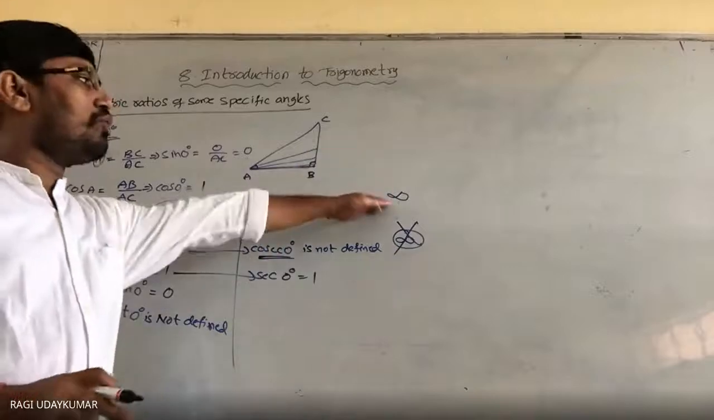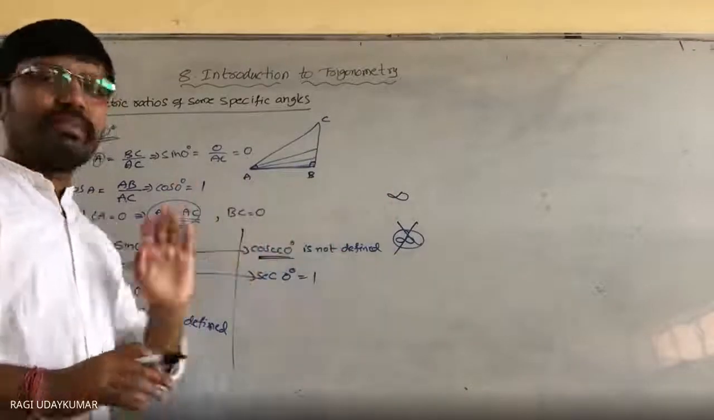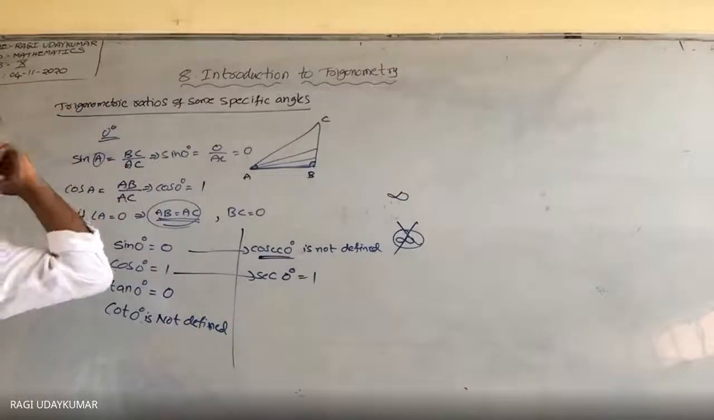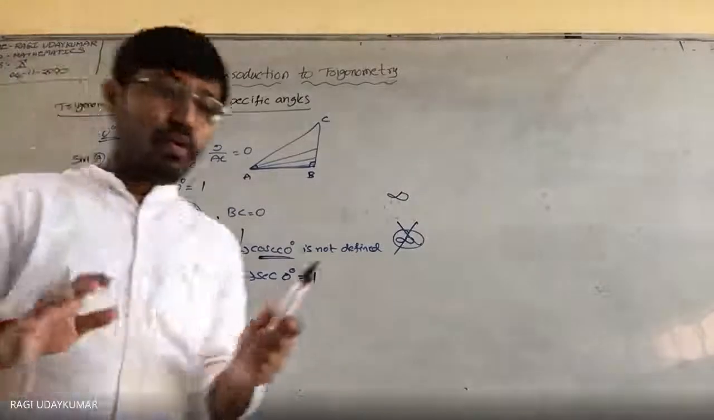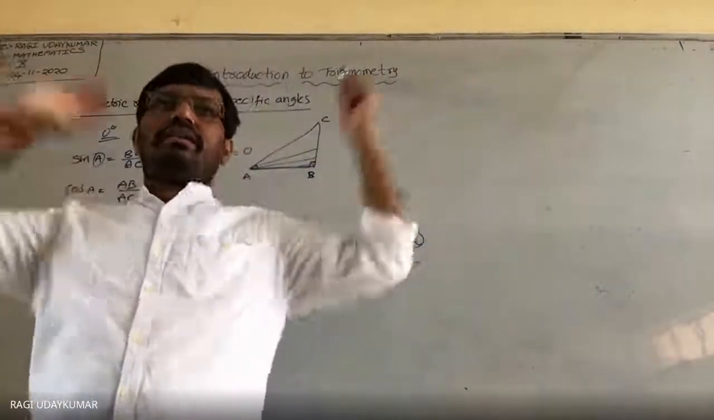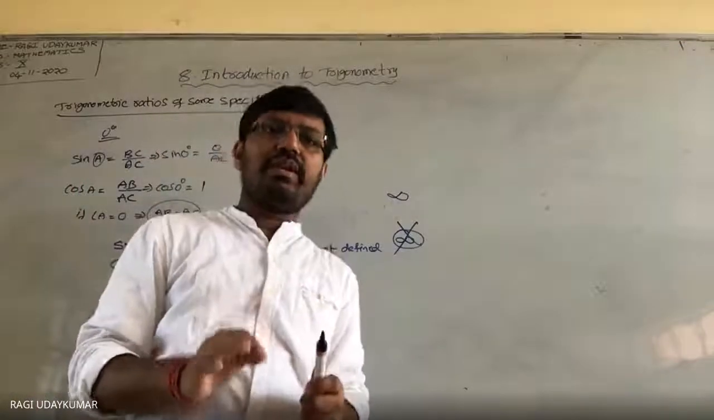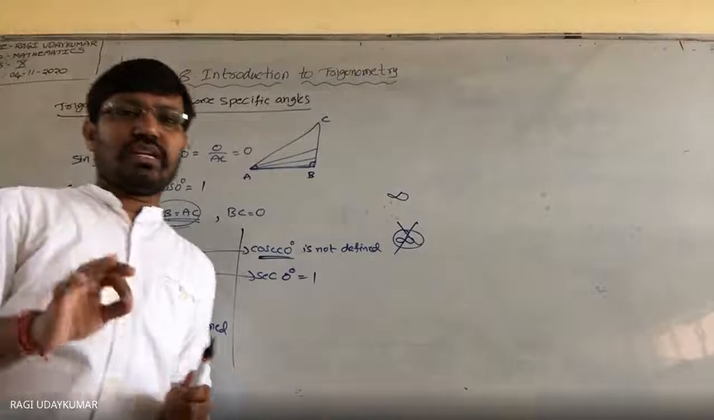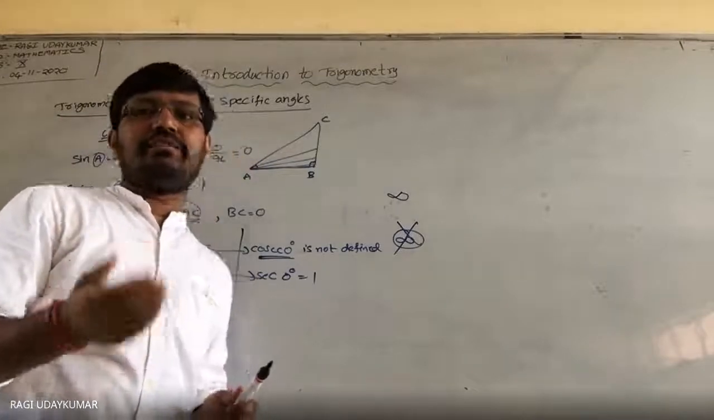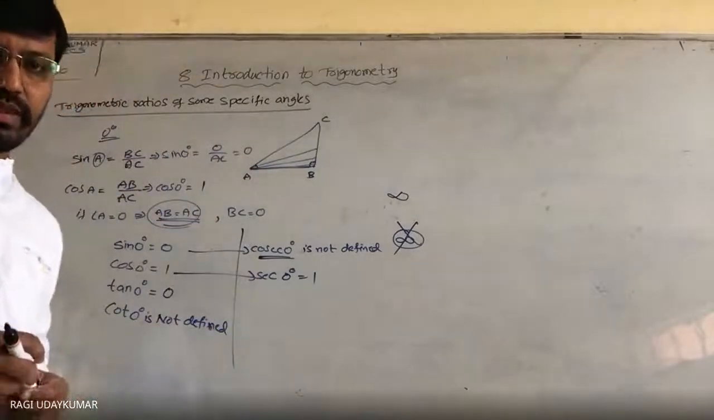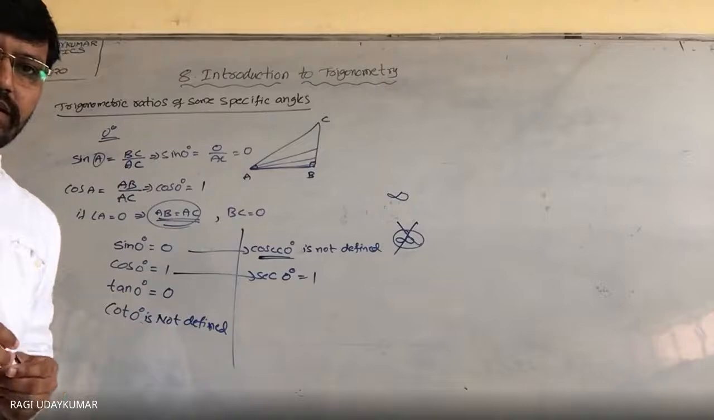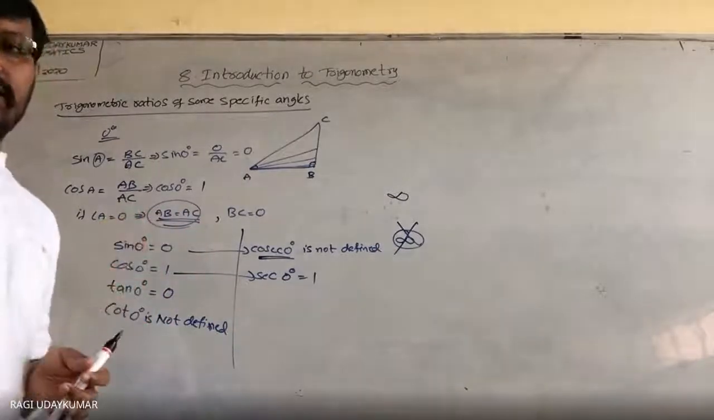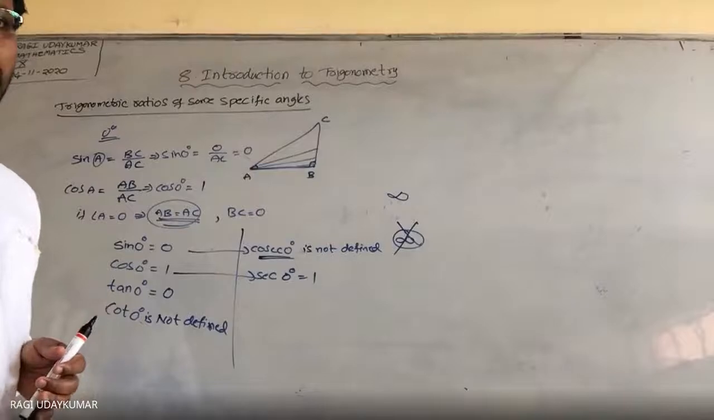So here you are not supposed to write that. Some students will write it like that, but it is not right. Infinity is nothing but a very big number. To represent a very big number, you use the infinity symbol. Okay? So like this, you can find out all the values for the 0 degrees angle.